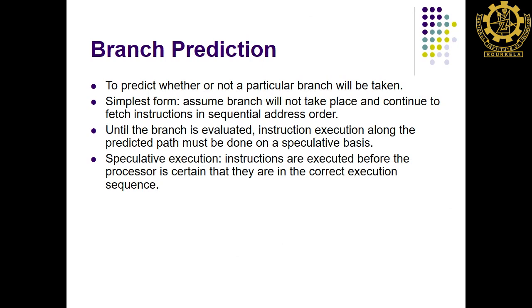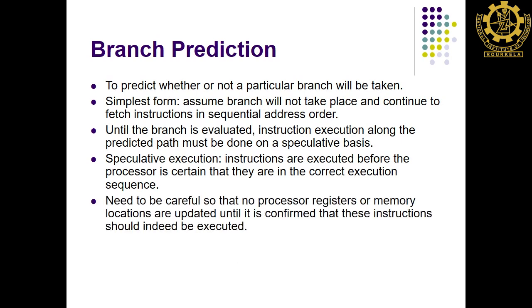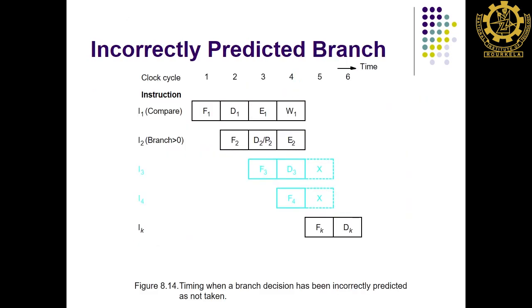Speculative execution is something where you keep on executing up to even the ALU, but do not change the destination value. Every register value you keep in a temporary register. So you need to be very careful that no processor register or memory locations are updated until it is confirmed that this instruction should indeed be executed. Otherwise, you have to purge those instructions and discard the temporary values. So this is one solution here.